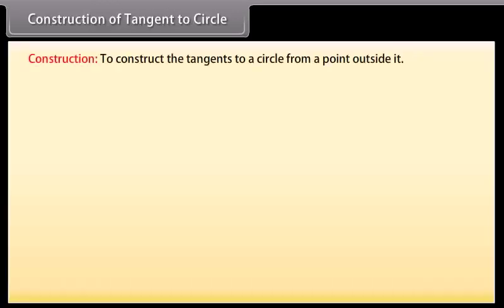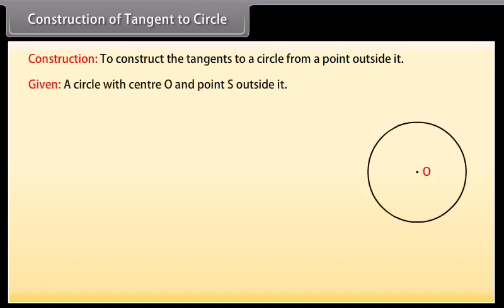Construction of tangent to circle. Construction. To construct the tangents to a circle from a point outside it, we are given a circle with center O and a point S outside it. We have to construct the two tangents from S to the circle.